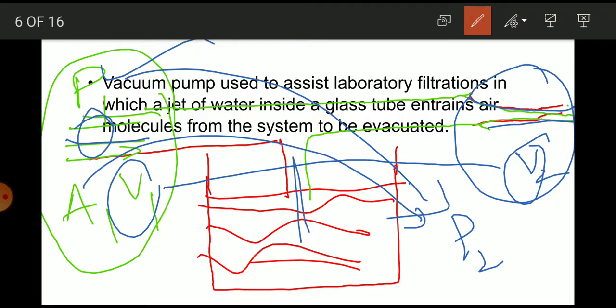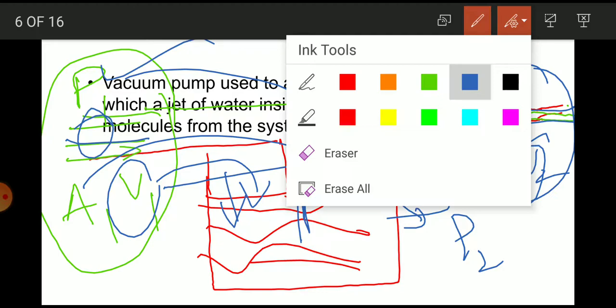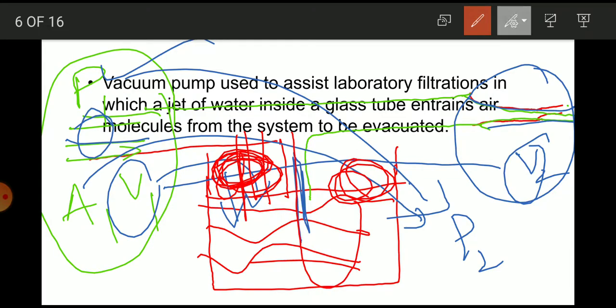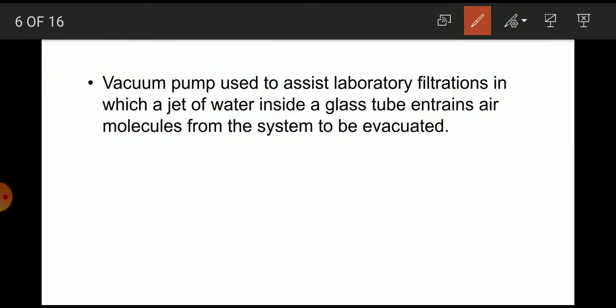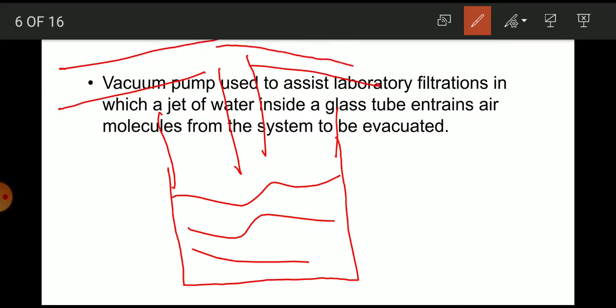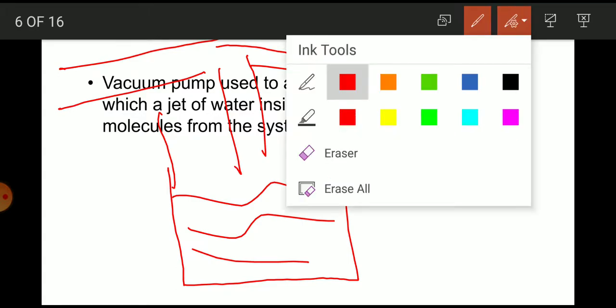Now here water is entering because atmospheric pressure is exerted here in this area and in this area. It pushes the water. I will draw again. This is a container containing water. I will draw it like this. I will draw again.